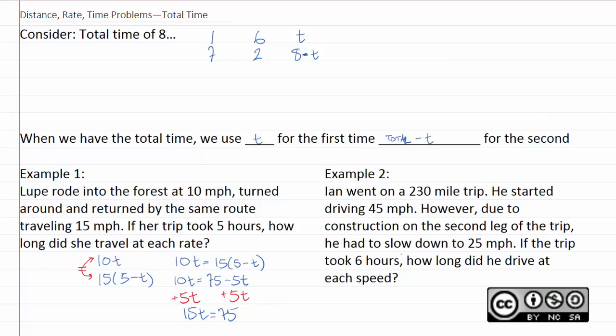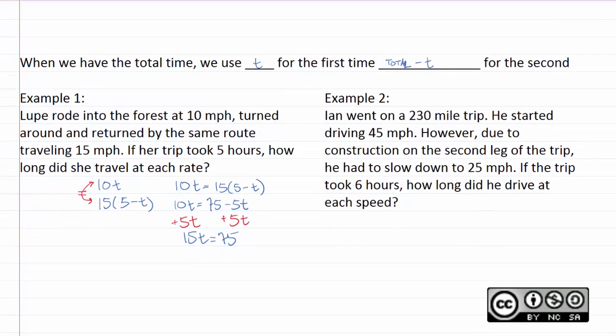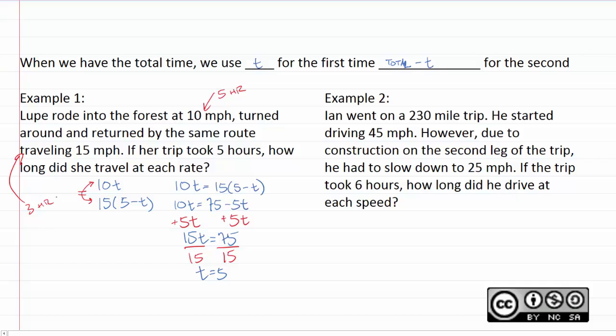Very easy from here. I just have that coefficient of 15. I'll just divide by it. And we get that t equals 5. Riding into the forest at 10 miles per hour, she spent 5 hours riding into the forest, which left her 3 hours to get back, and the total trip took 8 hours.